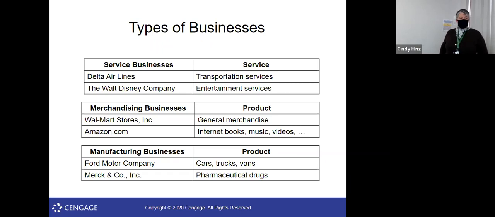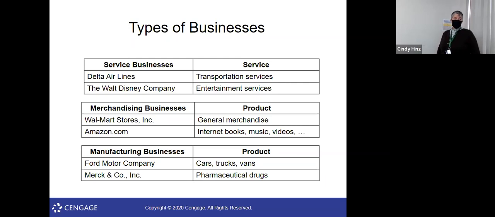Our focus this semester is going to be on merchandising organizations or merchandising businesses. Service businesses do not sell a product, they're selling a service. So the accounting has a little bit less complexity to it because they don't have products at all. You can see some examples there, Delta Airlines. Now they give Walt Disney Company as an example of a service business, and certainly much of what Disney does is service, but they also do some selling of product. They have Disney stores, they sell merchandise. So again, there frequently is some crossover in the real world between these three.